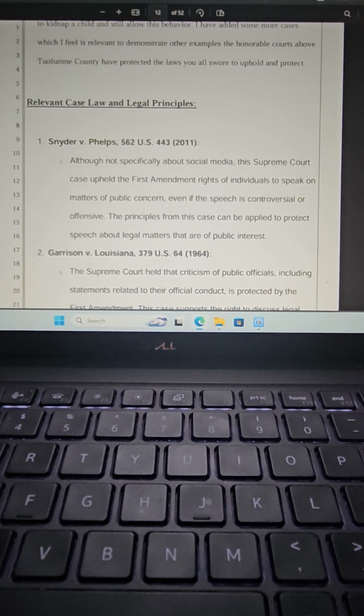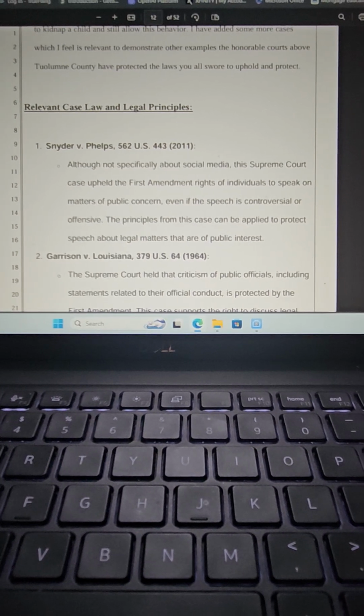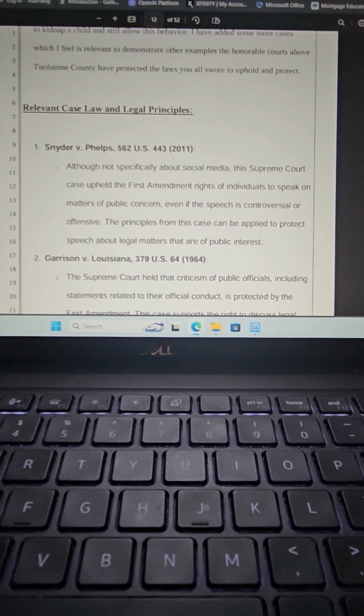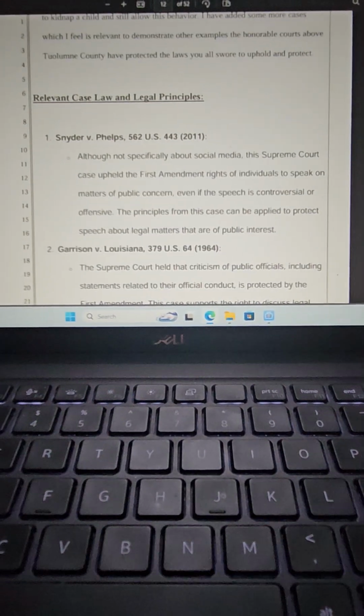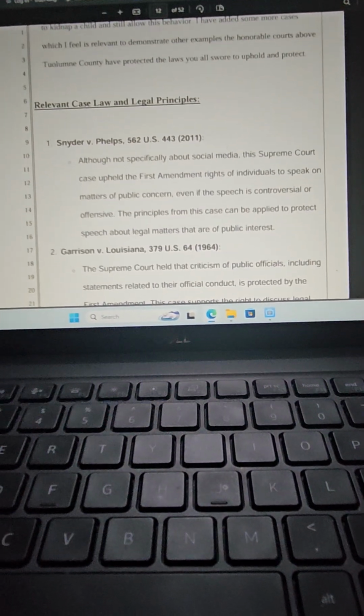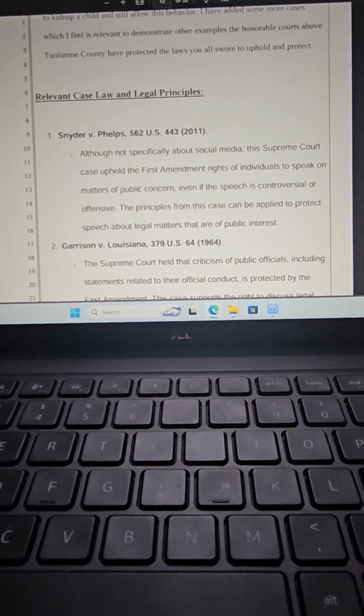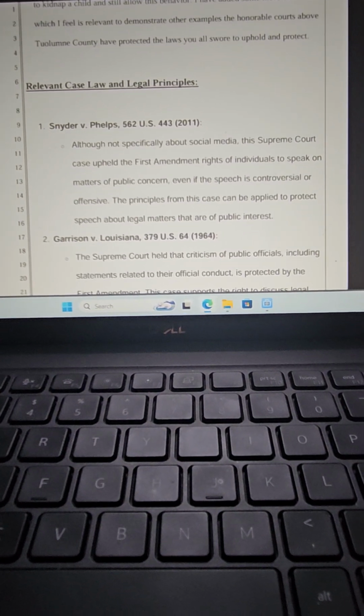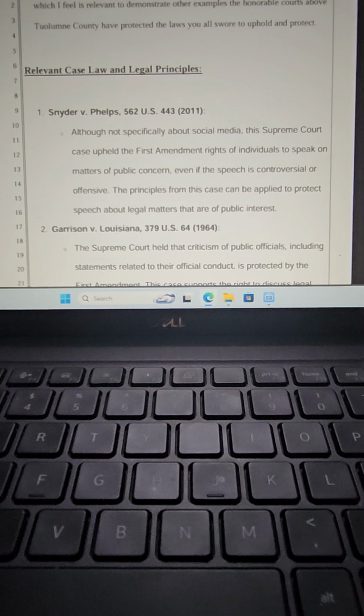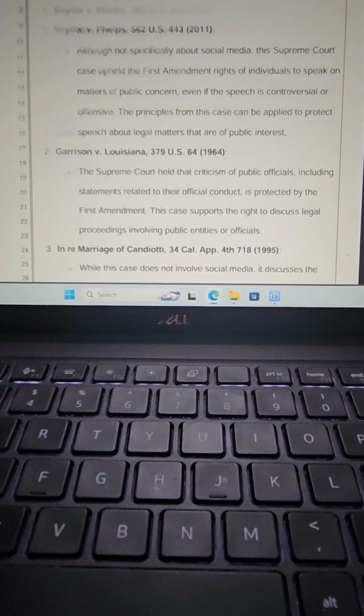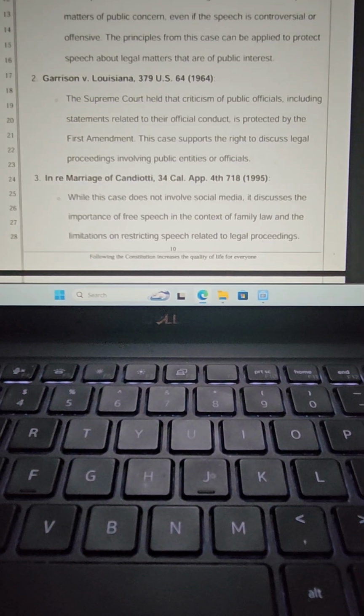Snyder v. Phelps. Although not specifically about social media, this Supreme Court case upheld the First Amendment rights of individuals to speak on matters of public concern, even if the speech is controversial or offensive. The principle of this case can be applied to protect speech about legal matters that are of public interest, kind of like an unscrupulous attorney kidnapping children from healthy parents.